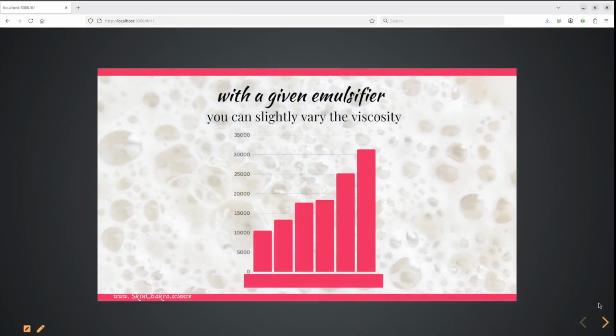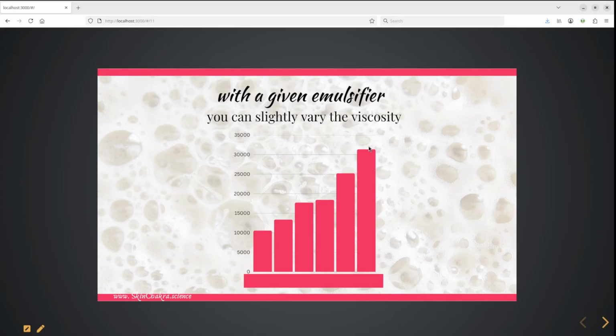With a given emulsifier, although the properties of the emulsion are predefined by the emulsifier, you can still slightly vary the viscosity. On this diagram you can see that it is a certain emulsifier. I think it was Plantasense, I'm not quite sure, but the emulsifier is the same, and we have varied some factors that cause the changes in the viscosity, and I'm going to explain them one by one.